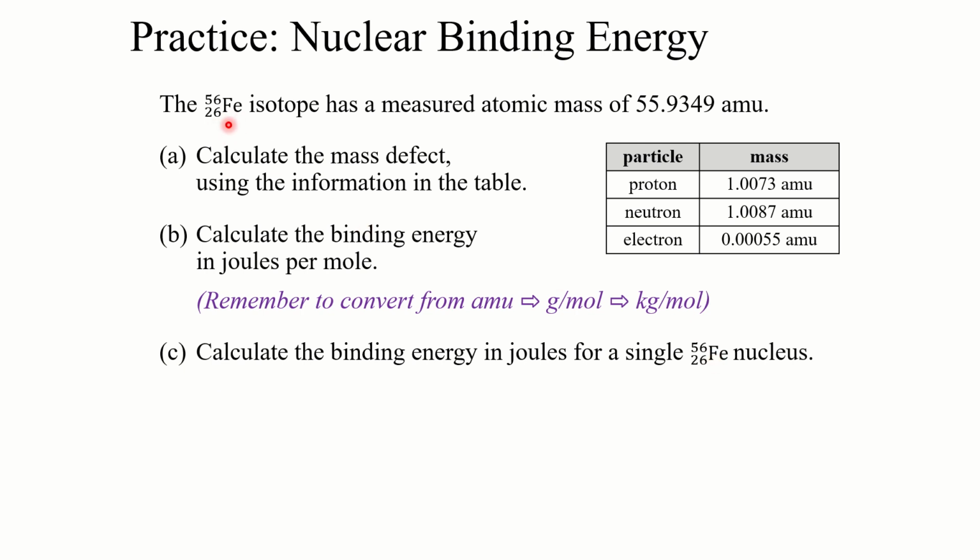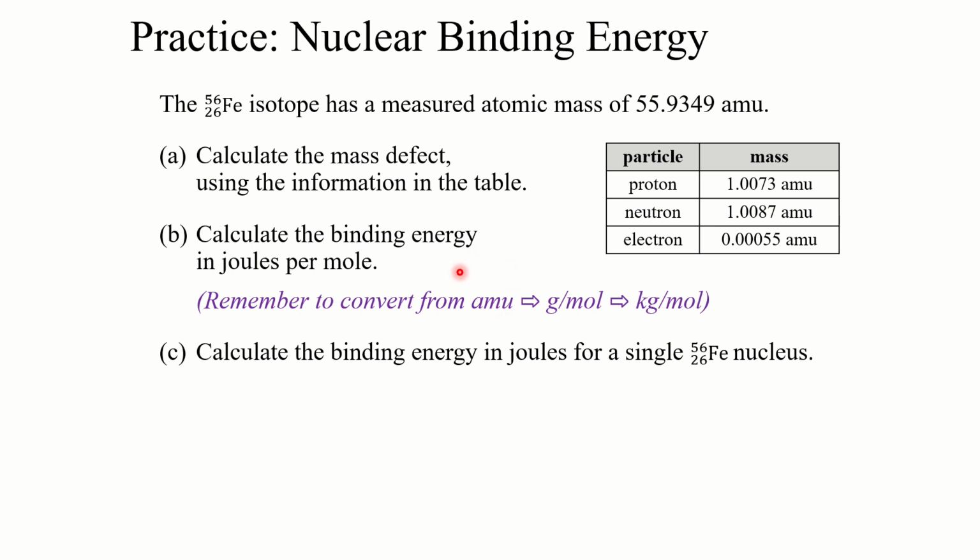The iron-56 isotope has a measured atomic mass of 55.9349 AMU. First, calculate the mass defect using the information in the table. Then, calculate the binding energy in joules per mole. And then finally, calculate the binding energy in joules for a single iron nucleus. I'm not going to walk through the steps on this one, but please go ahead and pause the video and give this problem a try, and then I will reveal the answers in just a moment.